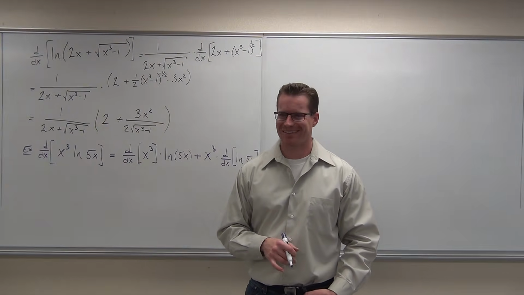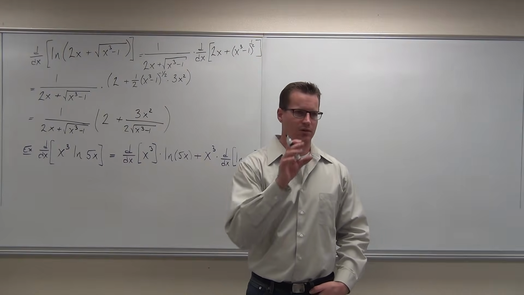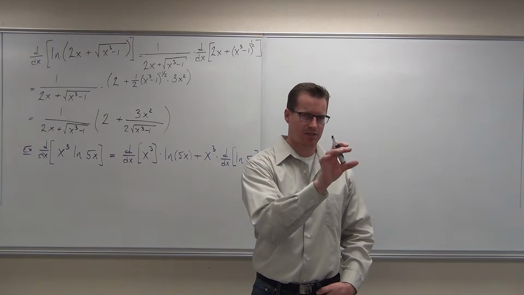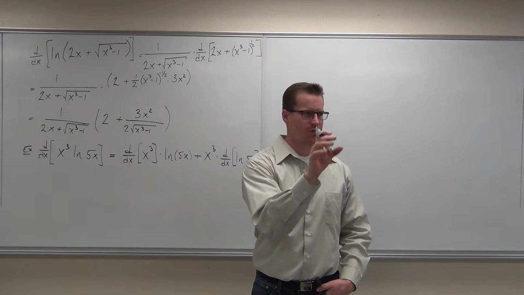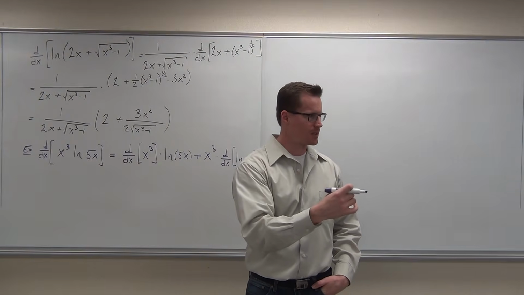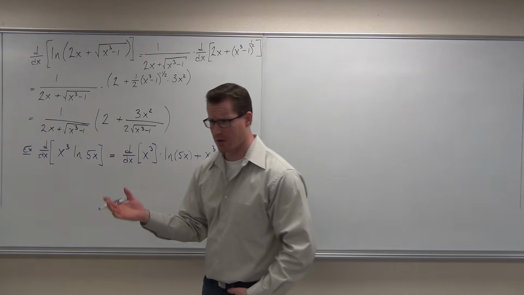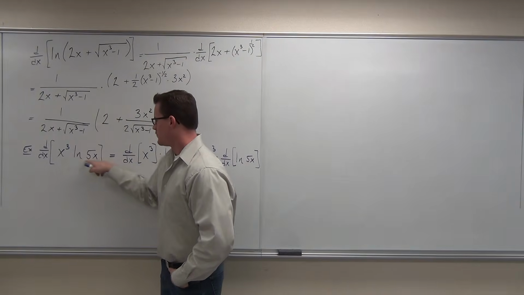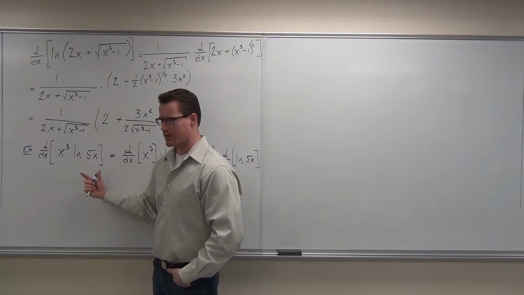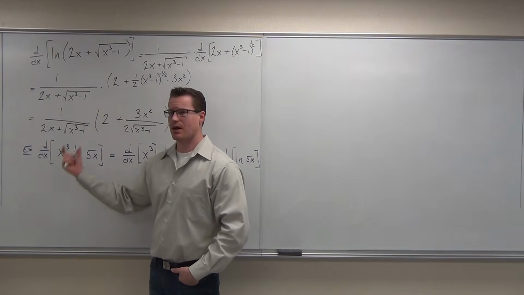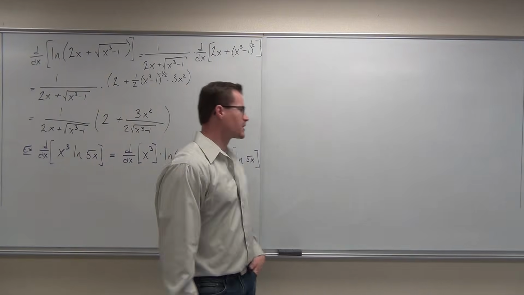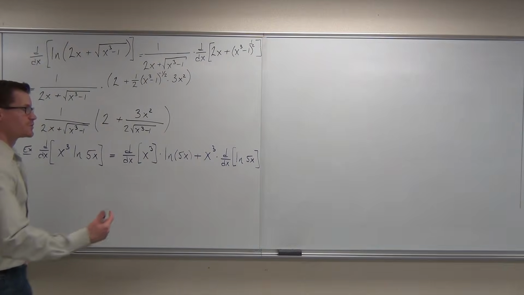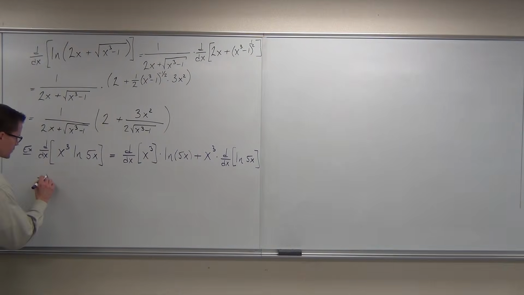Product rule is for products. Your derivative of the first times the second plus the first times the derivative of the second, add them together. That's the idea. I don't really care the order in which you go. Make sure you're taking the derivative of one of these factors, multiplied by the other one, add, take a derivative of the other factor, multiplied by the first one. That's the idea.